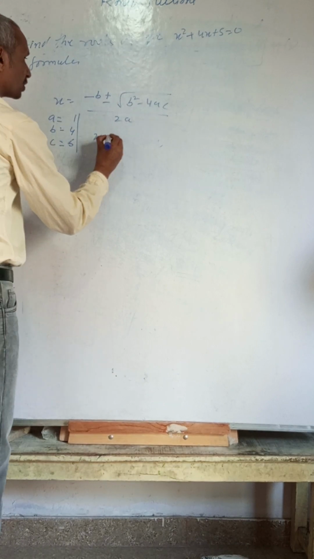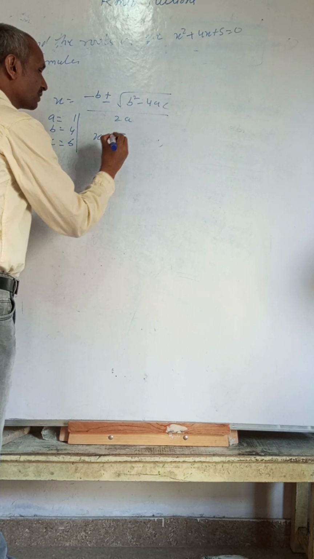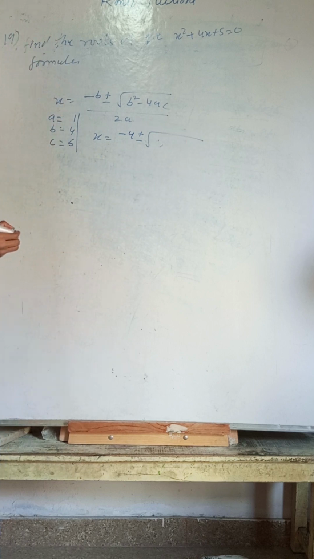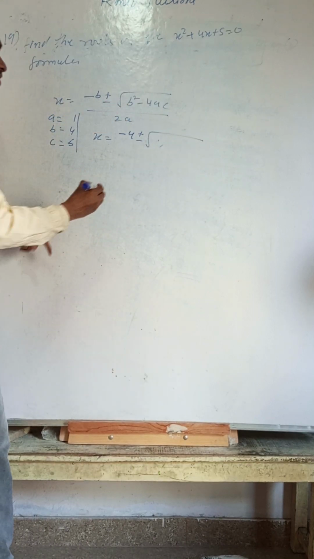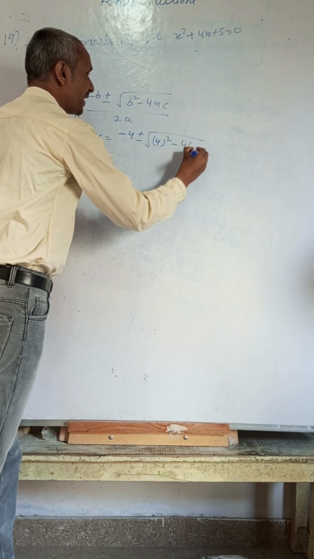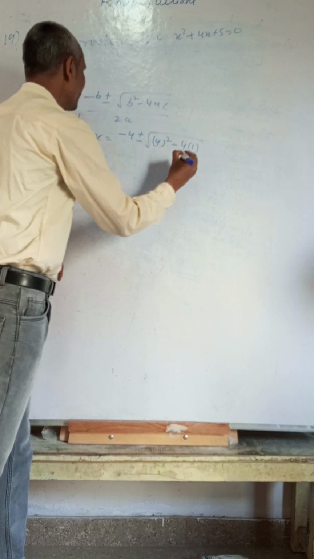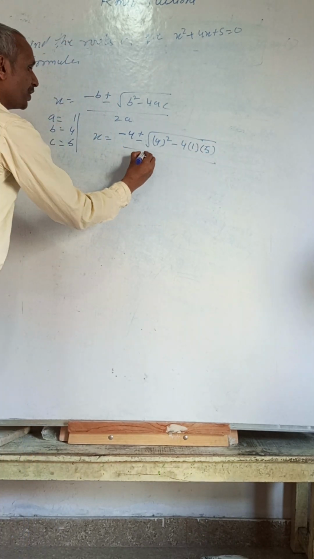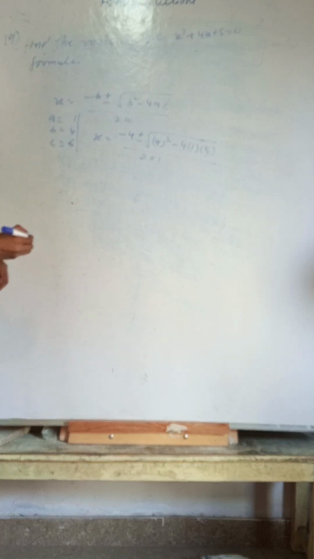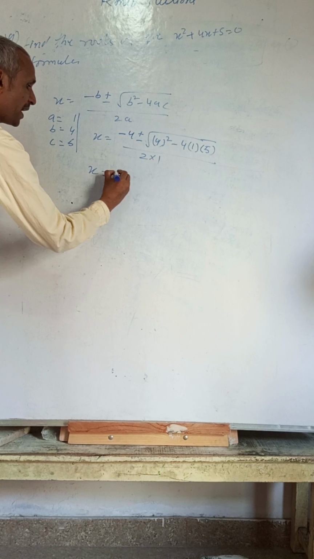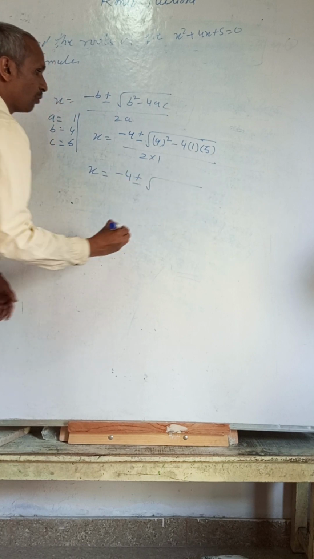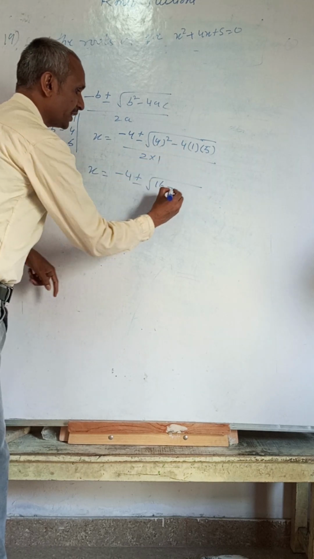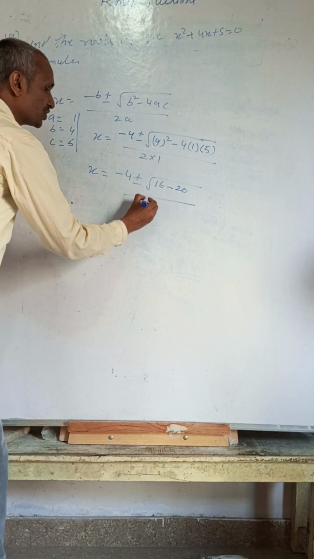So x is equal to minus b, with b value 4, plus or minus the square root of b square, which is 4 square, minus 4 times a, which is 1, times c, which is 5, divided by 2 times a, with a being 1. So x is equal to minus 4 plus or minus root of 16 minus 4 ones are 4, 4 fives are 20, divided by 2 ones are 2.